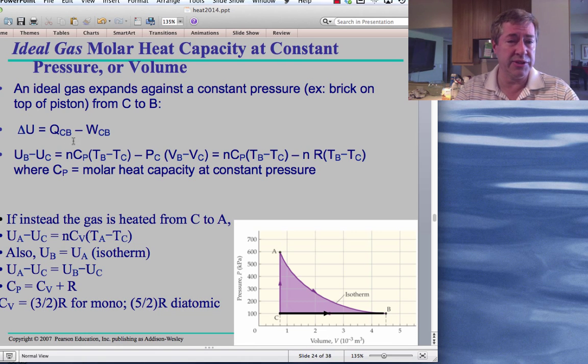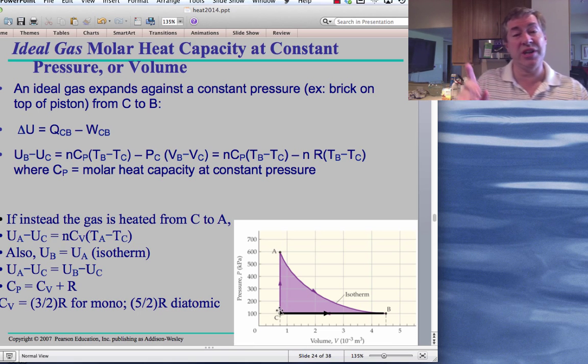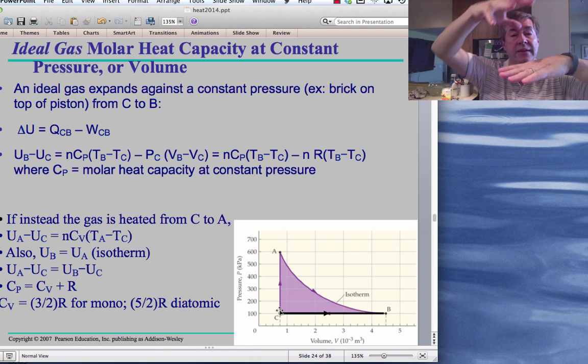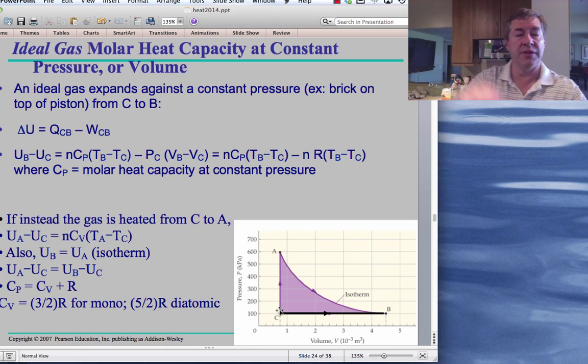Here's our first law of thermodynamics. We could keep the volume constant, in which case we would be moving from C to A, right? The pressure would just go up. Or we could keep the pressure constant. How would you do that? You know the old drill. You have a container with a fixed weight, like a brick on top of a piston, and so that keeps a constant pressure on the gas. As you add heat into it, what's going to happen? At a constant pressure, the volume would go up.